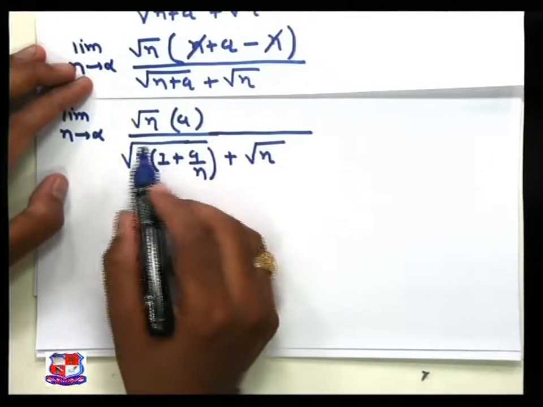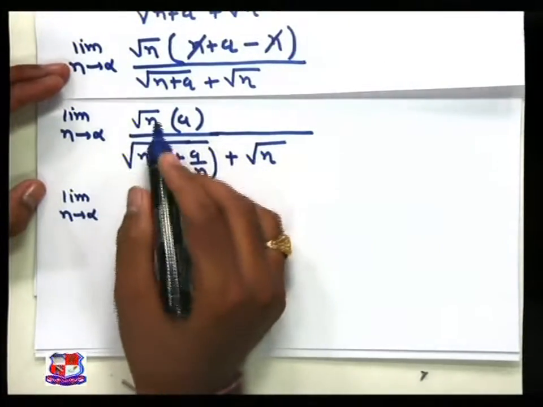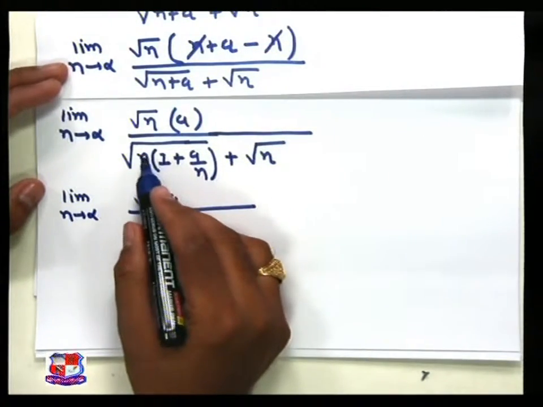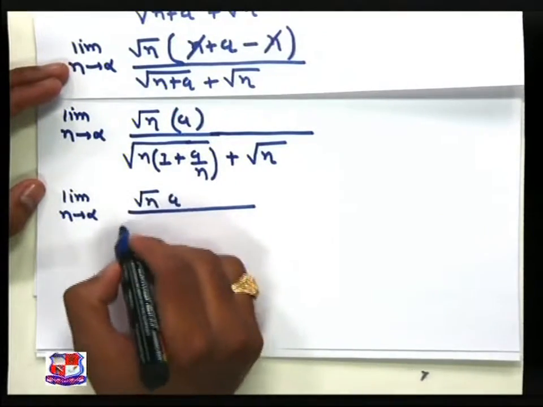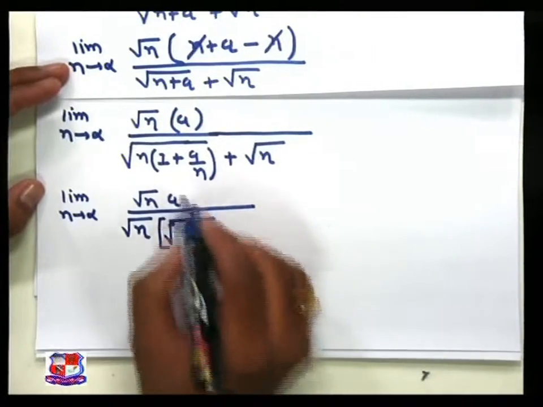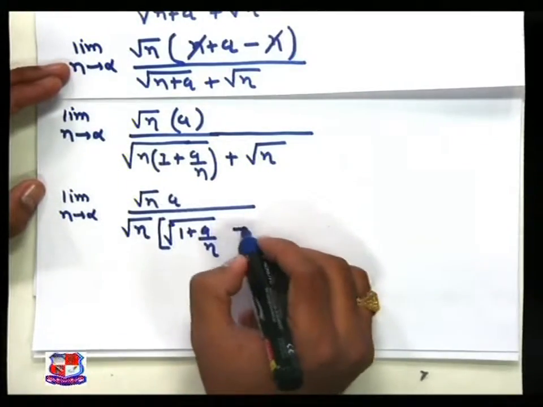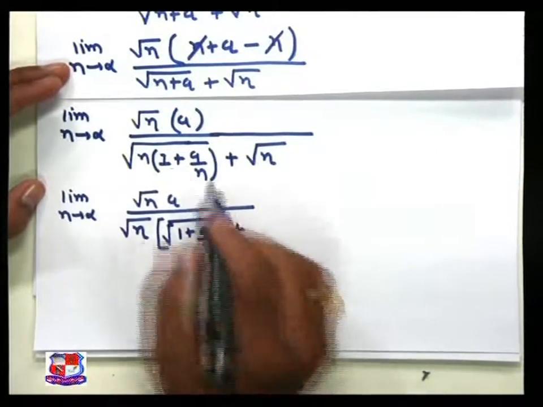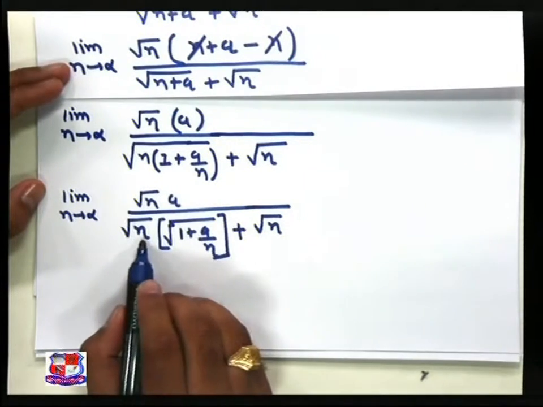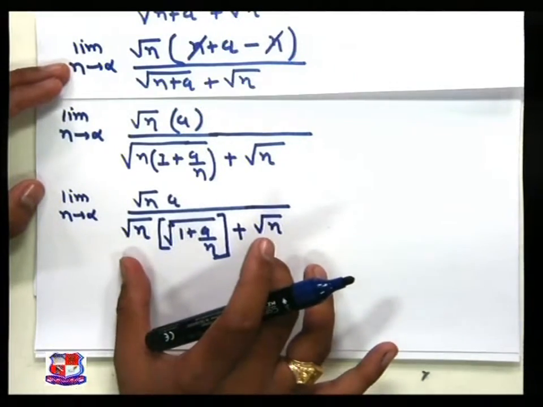Now we want to move n outside, that is limit n tends to infinity, here under root of n into a divided by, if we take n outside from the square root, so here square root of n, and here the remaining term is under root of 1 plus a by n, this plus sign as it is. So n is outside, and this under root of n here as it is. Now just look at this under root of n, and here also under root of n. We want to take a common under root of n from both sides.